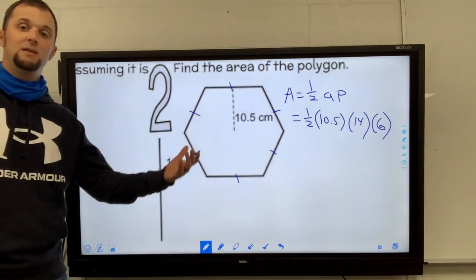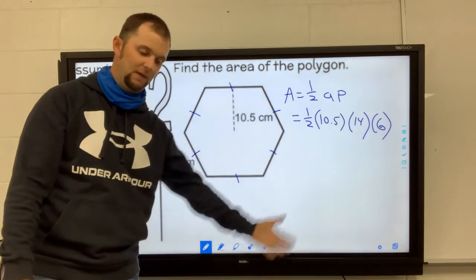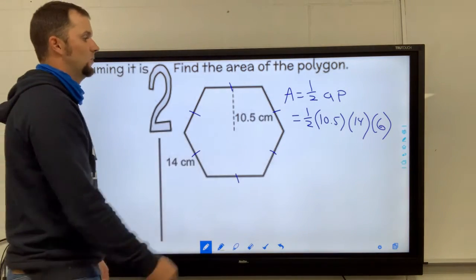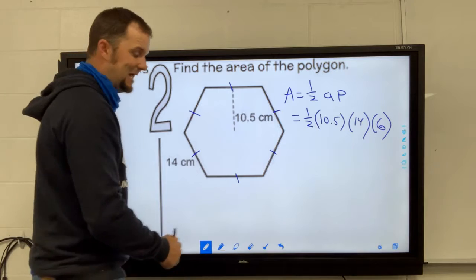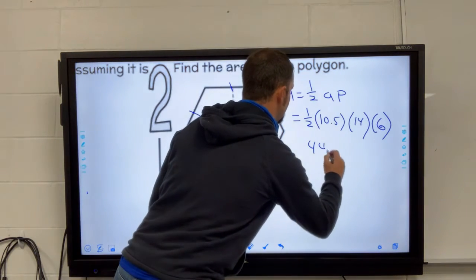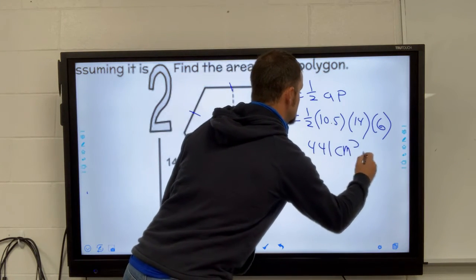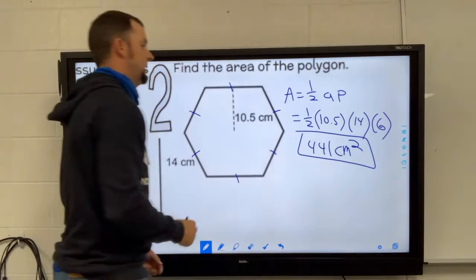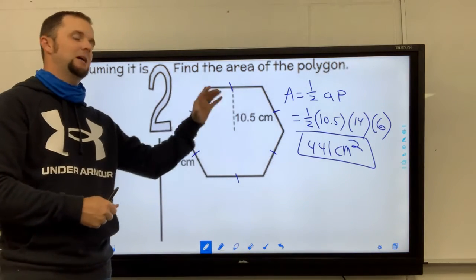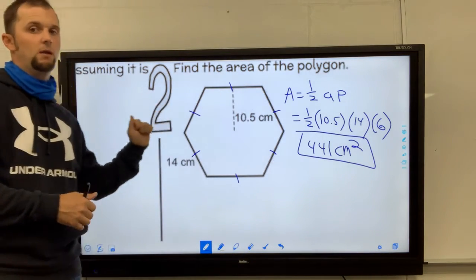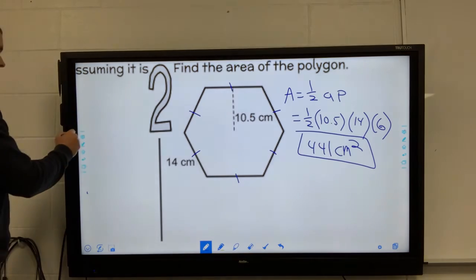So ladies and gentlemen, this is the formula that's going to help you find the area of this regular polygon. And so when I do 1/2 times 10.5 times 14 times 6, that is going to end up giving me 441 centimeters squared. Remember, this is area because it's squared units. So ladies and gentlemen, this is how you would find the area of a regular polygon. Let's jump over to example number 3.